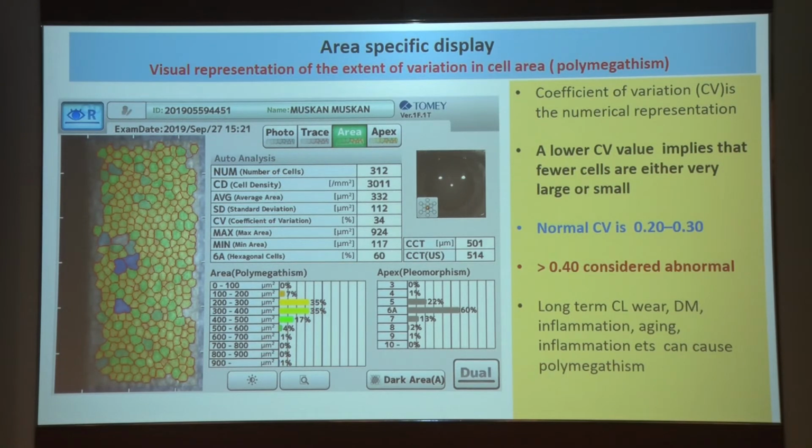And so a lower coefficient of variation implies that fewer cells are either very large or very small. That means most of them are optimal. And the normal CV is taken as 0.2 to 0.3, or you can take it as 20 to 30 if you multiply it by 100, because you'll get it in different values. And more than 0.4 is usually considered abnormal. Now, it's not that the endothelium is dysfunctional, but it's a sign of slowly progressing dysfunction. Long-term contact lens wear, diabetes mellitus, inflammation in the eye, all these can lead to a relatively higher coefficient of variation.